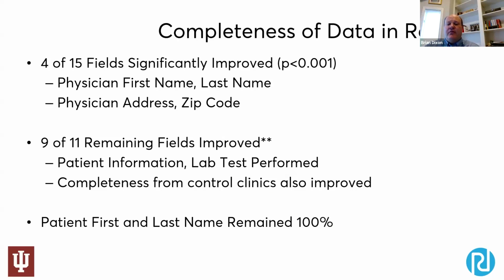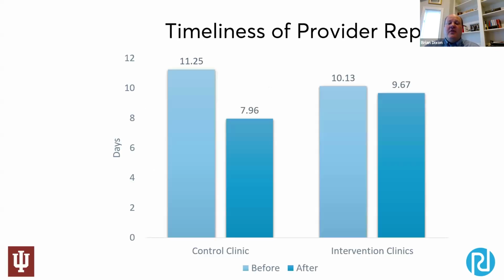But there was still some improvement there with respect to completeness of information. And then, of course, patient first and last name didn't change. It had always been 100%. In terms of timeliness, we did not see a dramatic improvement between intervention clinics and control clinics.